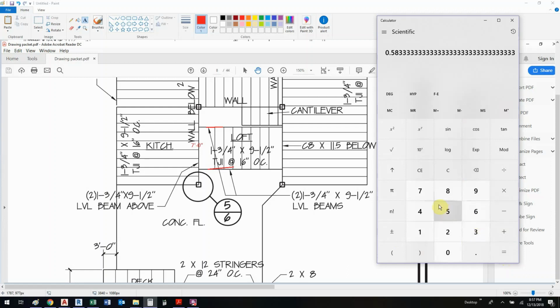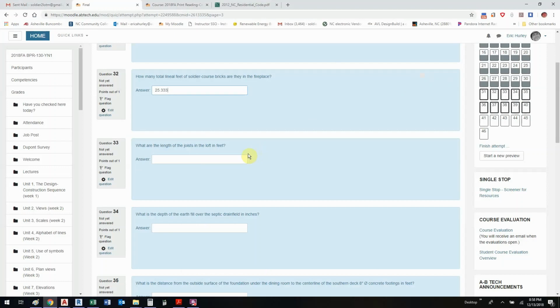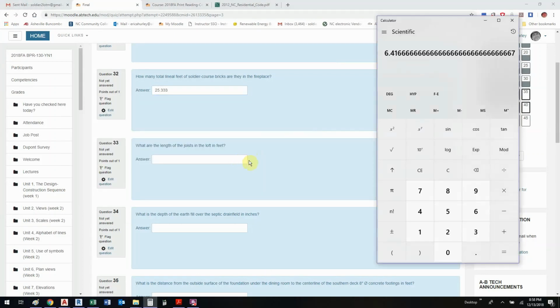So I had 7 inches divided by 12, and I'm going to make that a negative number, and I'm going to add to it 7. All right, so now I end up with 6.41666667. Okay, so that is, I got to think about it, 5 inches. So 6 feet 5 inches. And I'm going to go put that number in here.